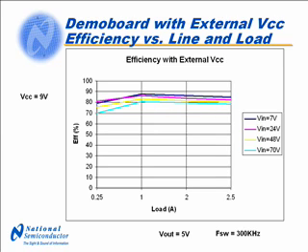Shown on this slide is the same efficiency versus line and load graph that we looked at a few slides back. This graph, however, was taken with the controller VCC biased externally. You can see a significant improvement, especially at higher input voltages and light loading conditions.